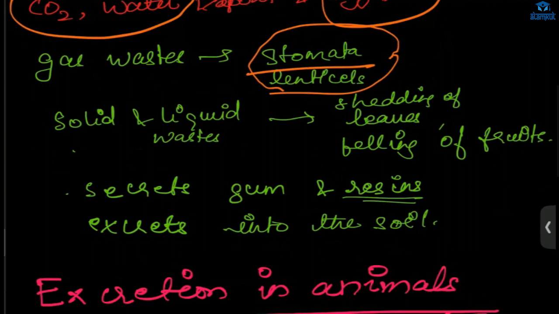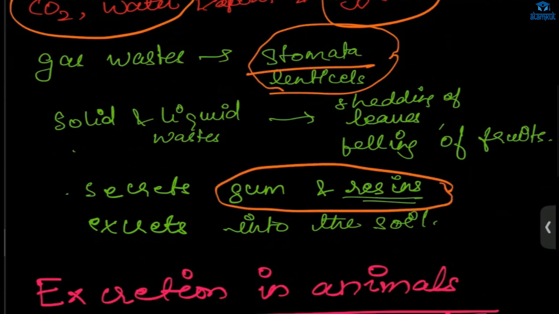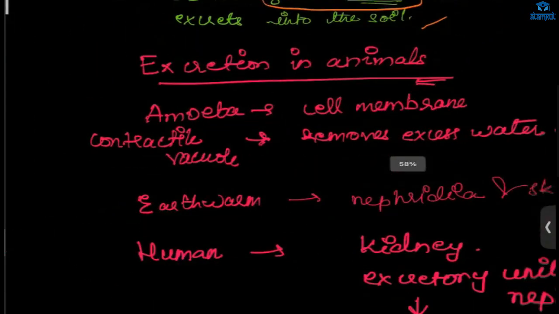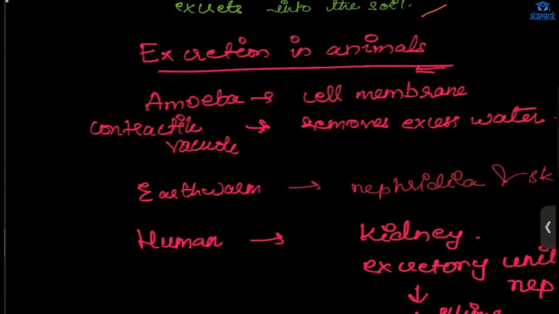Then plants also secrete gum and resins, sticky substances. And they also excrete waste products into the soil. This is how plants remove their waste. Now let's talk about the animals.